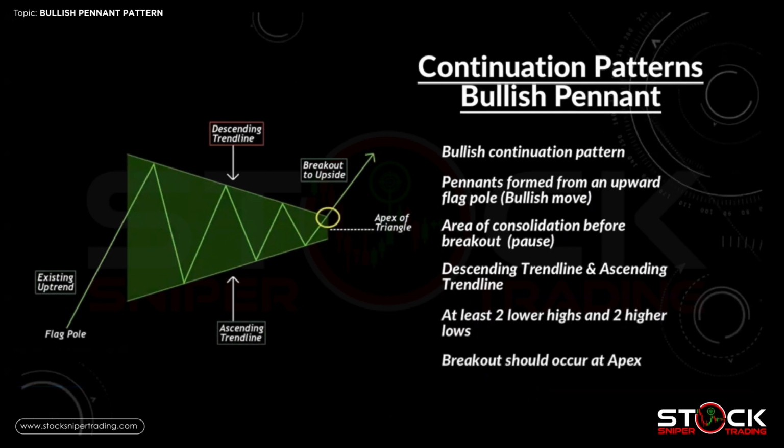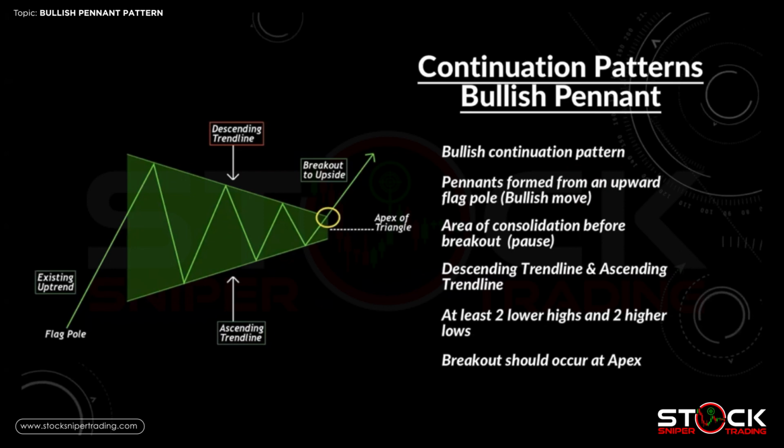A bullish pennant is a continuation pattern. The pennants are formed from an upward flagpole, which is our bullish move. The area of consolidation before the breakout creates our pennant and a pause in momentum. We have a descending trend line and an ascending trend line. At least 2 lower highs and 2 higher lows are pivot points, and a breakout should occur at the apex as the trend lines converge together.